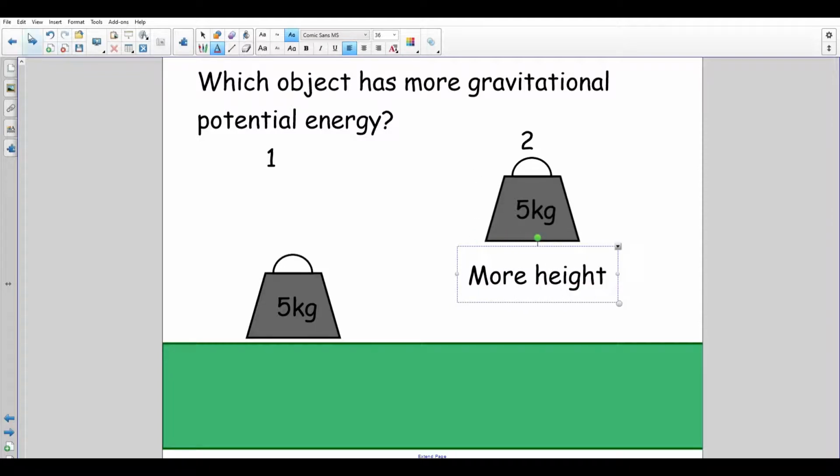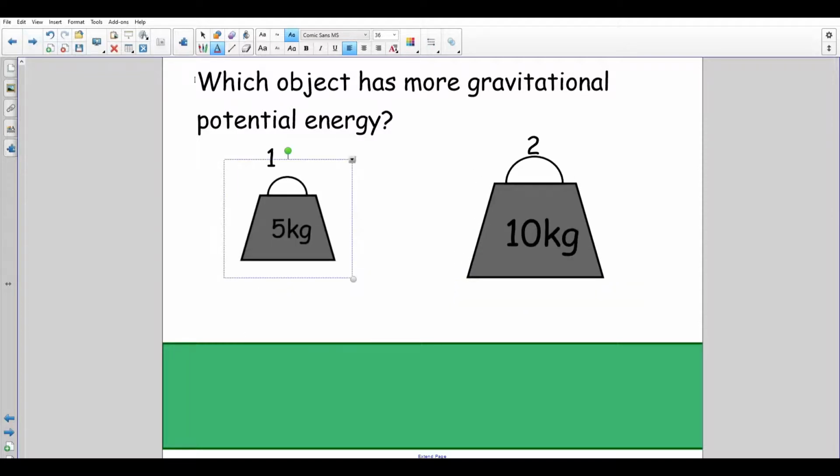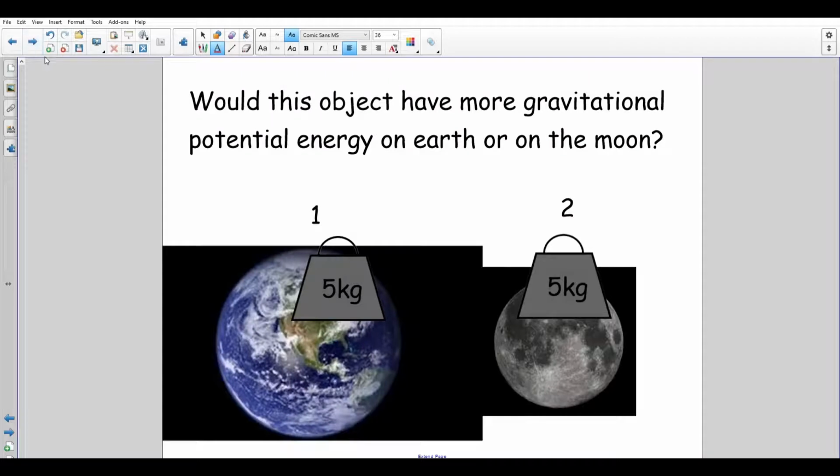Okay, next one. This time, which one has more gravitational potential energy? Okay, this time it should be number 2 because it's got more mass. Now about this one. Which of these objects do you think would have more gravitational energy? It would be number 1 on Earth or number 2 on the Moon. I'll just give you a second, pause it if you need to.